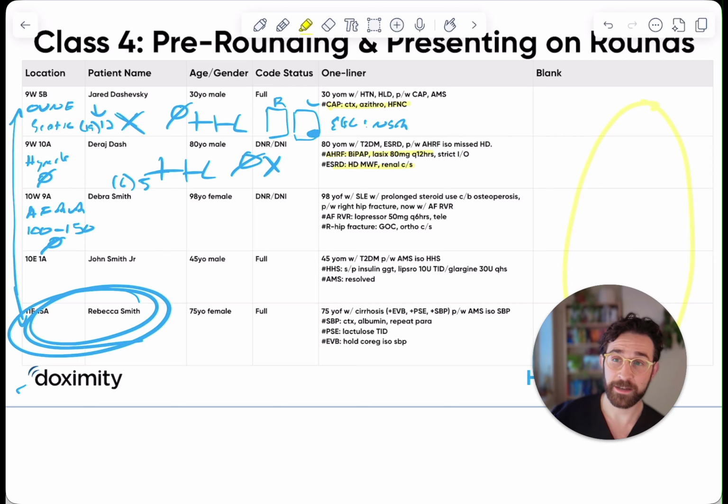So let's say Jared Dashevsky, here's how I would present him. This 30-year-old man with hypertension, hyperlipidemia, presenting with CAP and found to be altered. He's been treated with ceftriaxone and azithromycin and high-flow while he's been here. Overnight, even though I said no overnight events, let's say the patient was febrile and hypotensive. Blood cultures were performed. He got a liter of fluids. We broadened antibiotics from ceftriaxone to cefepime and vancomycin pending MRSA swab. Vitals-wise, he's now afebrile, down from 101. Heart rate is 90, down from 110.